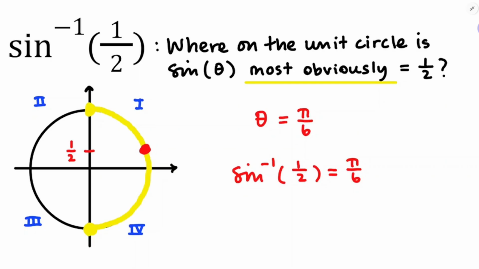So to answer the question, what quadrant does this value live in? Pi over 6, that's in the first quadrant. Just to remind you there in blue, so I'll just say quadrant 1.